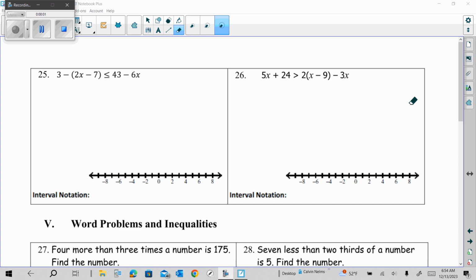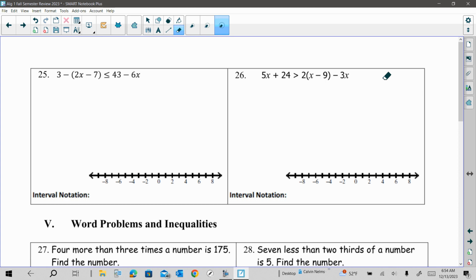Okay, I'm going to go over the next section for your check, which I believe is 25 to 39. So we have some more solving inequalities.